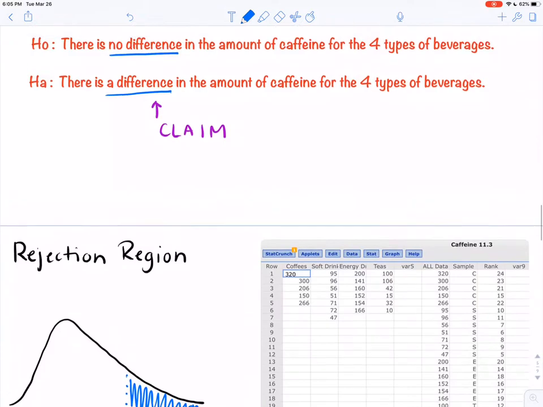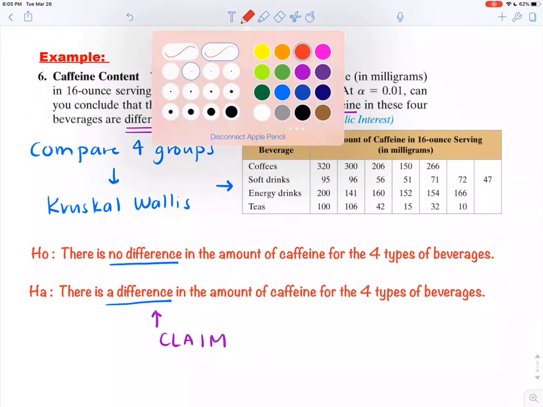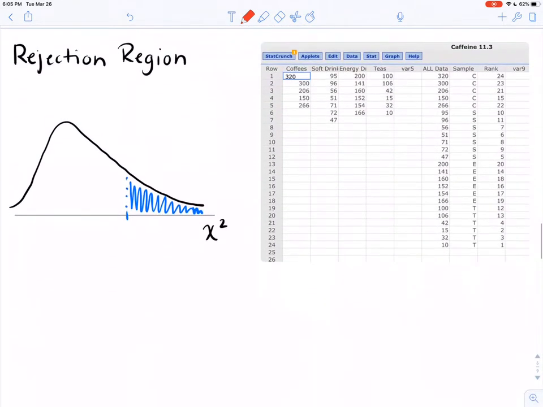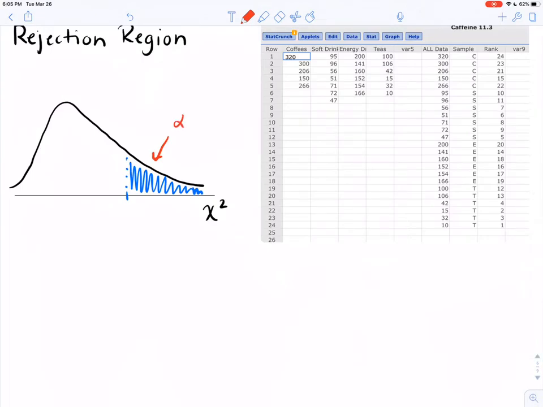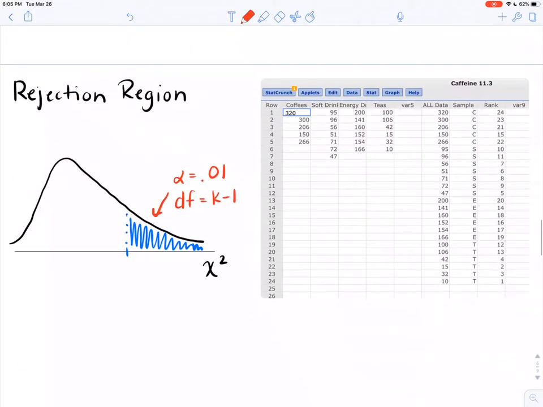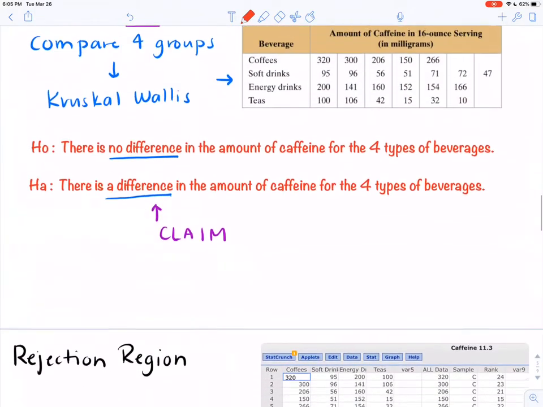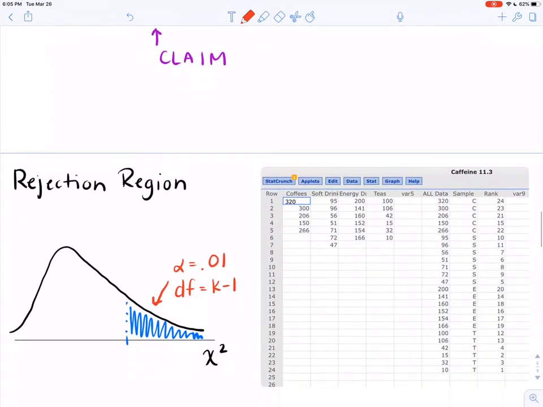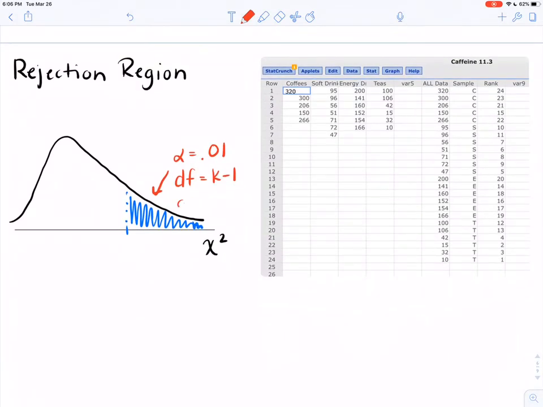Now, I'm going to need my level of significance. So I'm going to look back here and see that I'm running this test with a level of significance at 0.01. That will be the area of my shaded rejection region. And remember, my degrees of freedom are k minus 1. Now, k is the number of groups that I'm looking to compare. Okay, so right up here I see that I'm comparing 4 groups, that gives me the value of k. So comparing 4 groups here means I'm going to have degrees of freedom, 1 less than that, which is 3.